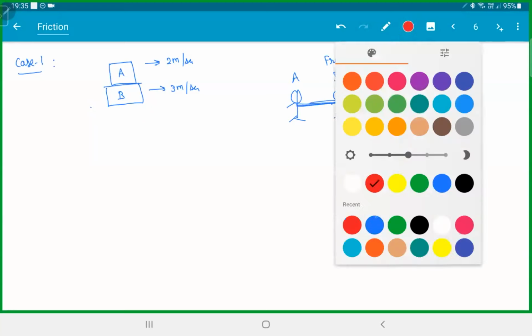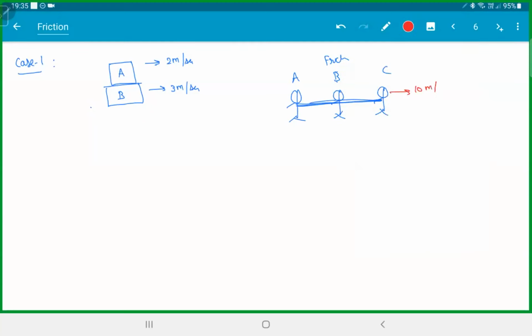Now, let's say for some reason, C started running away with 10 meters per second. What can you do to keep A and C together? A and C are two people, you're there in the middle, you're trying to keep them together, and C started running with 10. What can you do to keep A and C together? You can stop C.